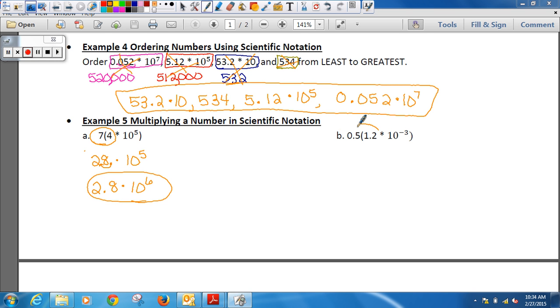On this one, 0.5 times 1.2 gives me 0.6 times 10 to the negative 3rd. Again, I have to get this between 1 and 10, so I'm going to move it over to the right one. So I need to subtract 1 from my exponent. So I get 10 to the negative 4. If I double check it, if I move it 4 spots, I'd add 3 zeros. Up here, if I move it 3 spots, I'd add 2 more zeros, and they'd both be the same number.